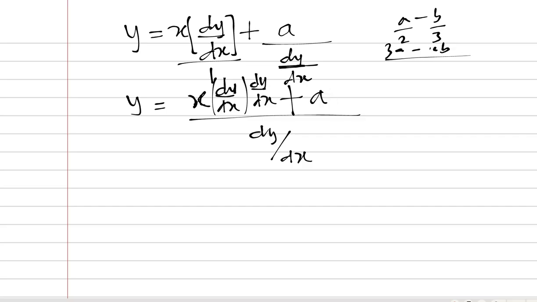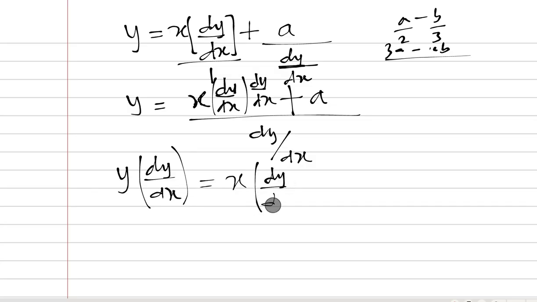Then I will cross multiply. If I cross multiply, I will have y in brackets dy dx equal to x, since this one and this one are the same thing, so that will give us x into bracket dy dx in two places. You cannot, when you multiply dy dx together, it cannot give you d squared y over dx squared. Don't make that mistake. Then plus a. You can see that I have made it look like a normal polynomial now.